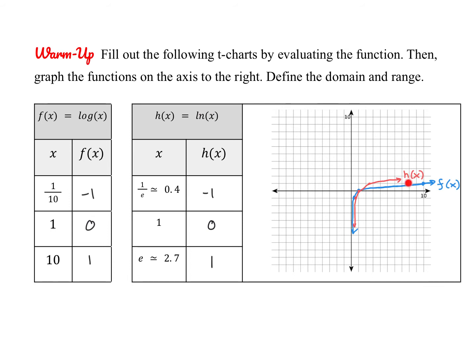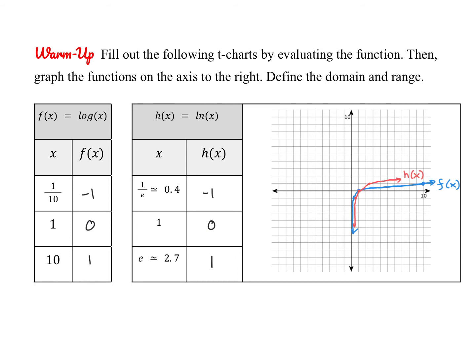So I plotted both of those. Here, you kind of have to approximate, of course, do your best. But you can see blue is f of x and red is h of x. A few things to note here for the domain and range. You can see that the domain is restricted for both.